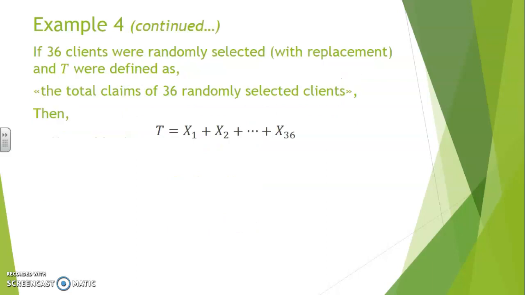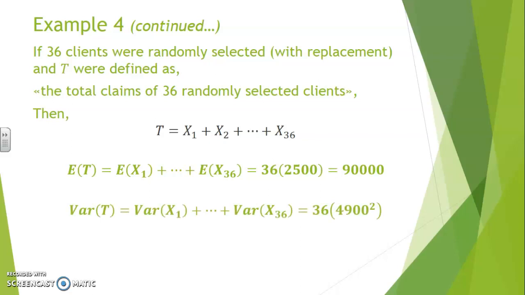But if 36 clients were randomly selected with replacement to guarantee the independence of the results, and if T were defined as the total claims of the 36 randomly selected clients, then T, the sum of these individual claims being made, would have an expected value of $90,000. Here we're using properties of expected values for sums. The variance for the total claims would be the sum of the individual variances, since we are assuming independence. And from that we could get the standard deviation for T.